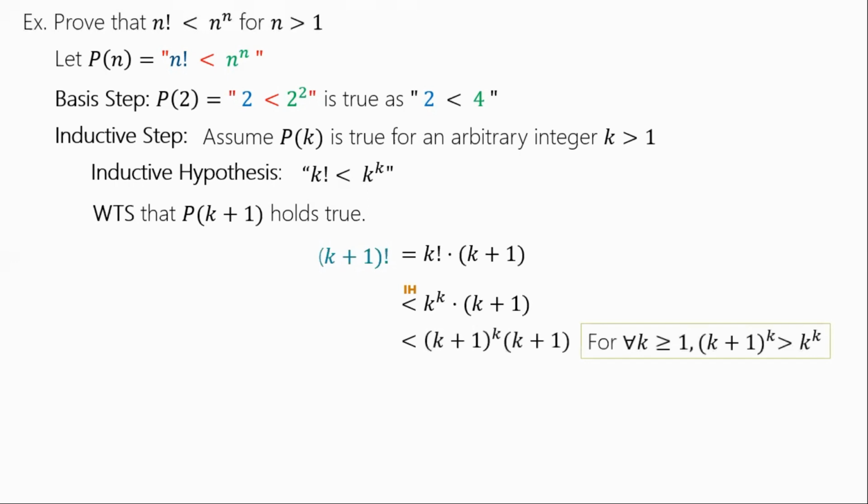So for all k greater than or equal to 1, I can state that k plus 1 to the k will be greater than k to the k. So I'm going to swap out k to the k with k plus 1 to the k. When I do that, I need to be sure to say that I have increased the size of this. Well, this is the same as k plus 1 to the k plus 1. Therefore, Pk plus 1 holds true.